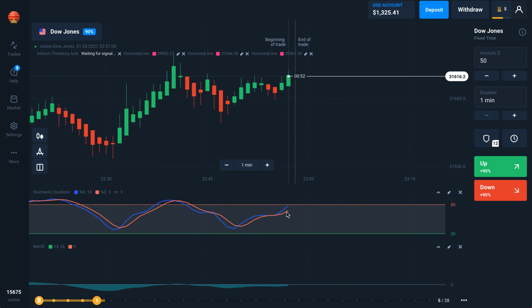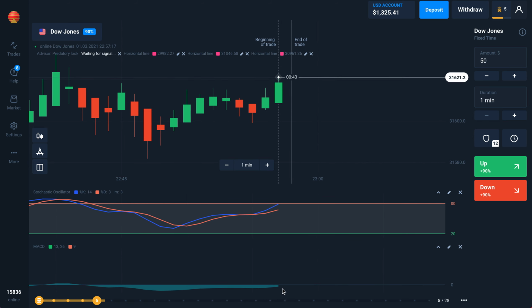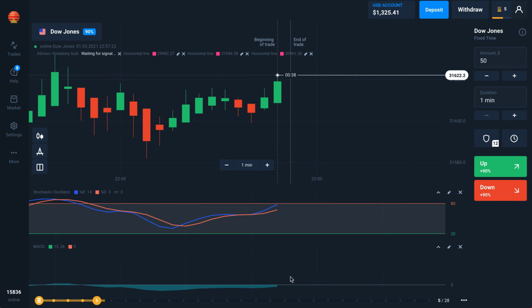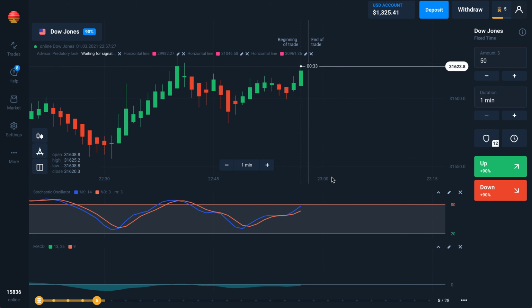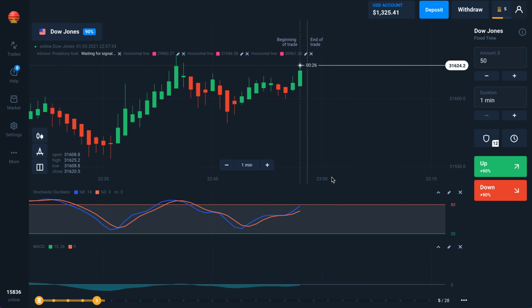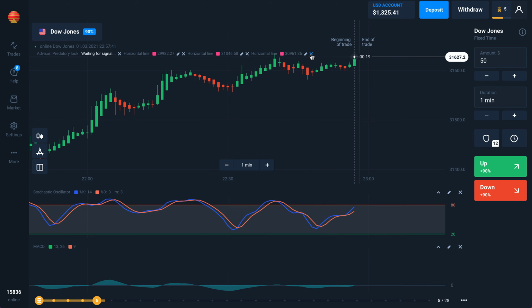So now we've got this blue line about to cross up. It's a pretty good sign to buy. And the next thing, we wait for our MACD. The MACD has to cross to 0 or above 0. That is the sign of a bull. Okay, looks pretty good.